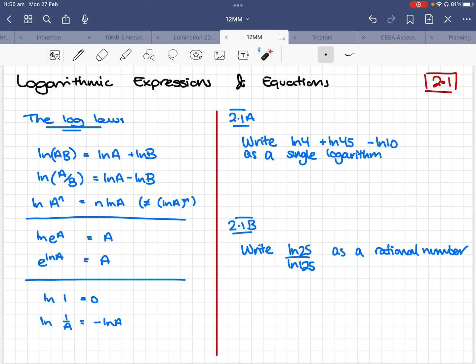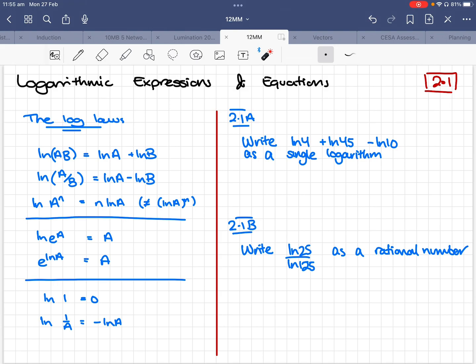The first thing I want to point out in this video is the log laws. Now, technically, the log laws only refer to these three statements here. If you've got the log or ln of the product of two things, you can split that up into ln A plus ln B. You can also go vice versa. So if you're trying to write a couple of things as a single logarithm, then we're using that rule. The second rule is very similar. Ln of A divided by B is equal to ln of A minus the ln of B.